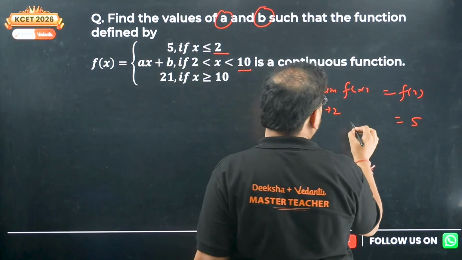Twice of a plus b. This is my first equation. Okay, f of x is this one. Put the 2 values, so 2 of a plus b.